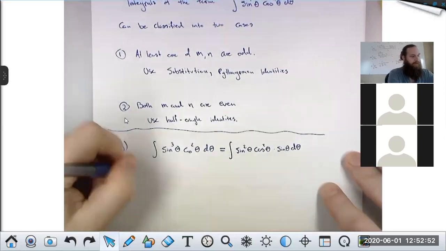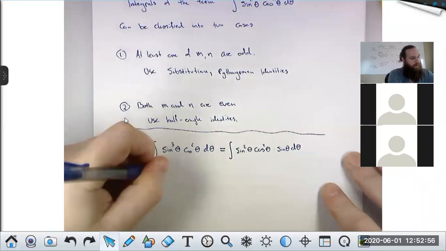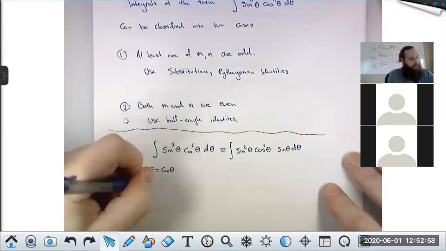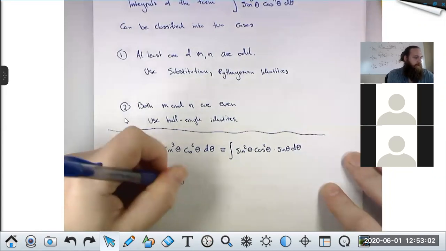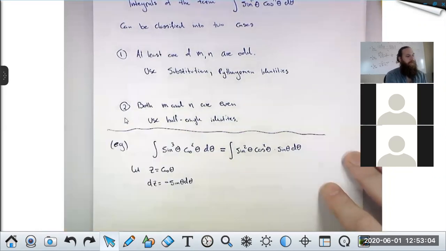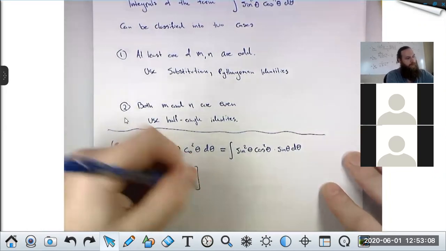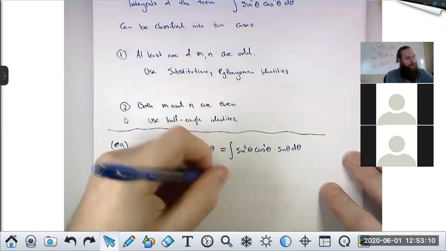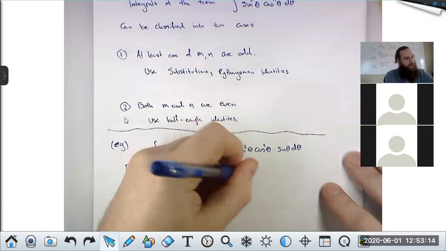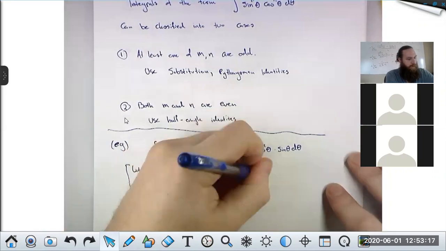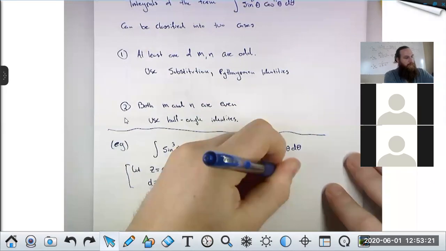So then I let z be cos theta. My dz here is negative sine theta d theta. And since it's an indefinite integral, I don't have any bounds to worry about. So what I get here is sine squared theta times z squared times negative dz. But I don't like this.